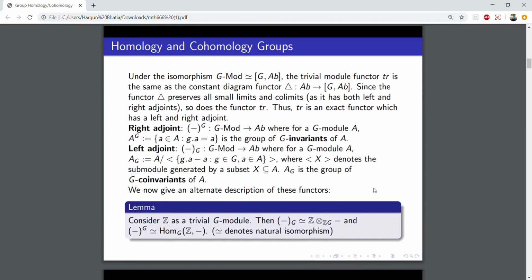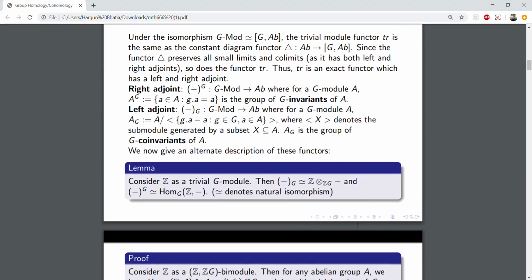Now, these functors are there. Then we can also describe them in terms of familiar functors. This is the lemma: if you consider Z as a trivial G module, then the coinvariants functor is naturally isomorphic to tensoring over ZG with Z, and the invariants functor is isomorphic to this Hom functor. Here Z is considered as a right ZG module by the trivial action and a left Z module, so it's a Z-ZG bimodule, and in here the opposite is happening: here it is considered as a left ZG module. So why is that?